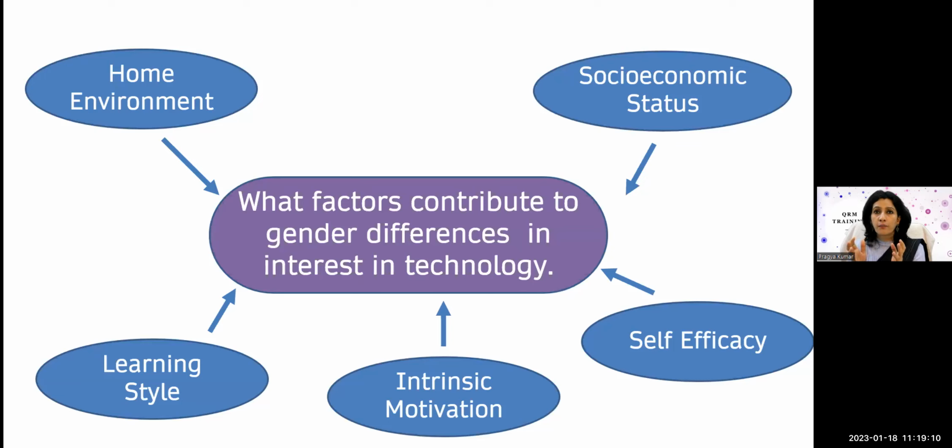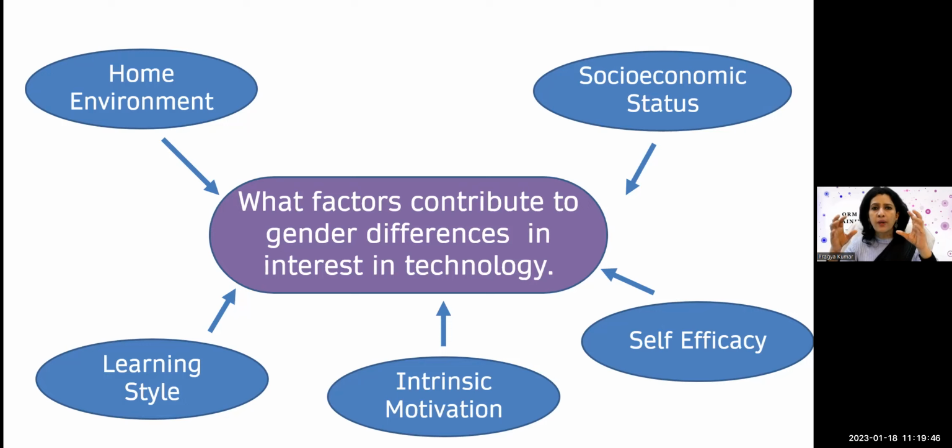So now if you have to make a literature map of this, what is a literature map? Basically, you try to correlate your research question or the central question with the other factors. Like, if you write this, what factors contribute to the gender difference in the interest in technology? There can be many factors like home environment, socioeconomic status, self-efficacy, intrinsic motivation, learning style, and remember those sub questions.